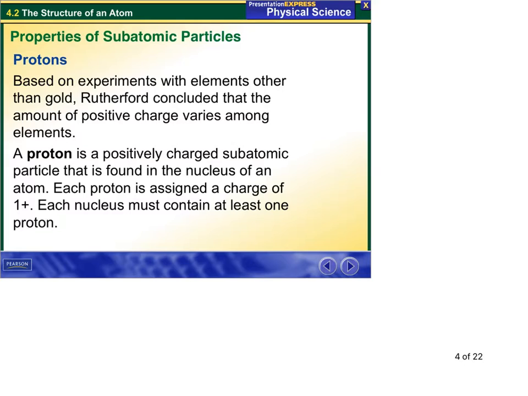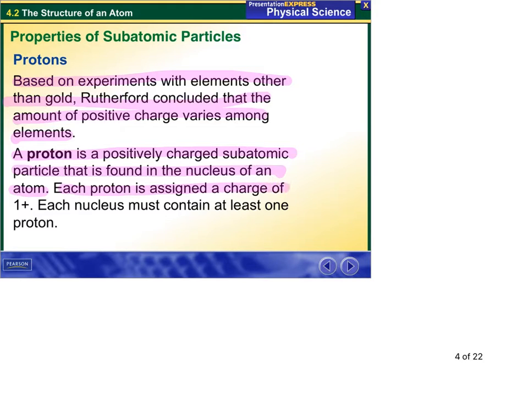Protons. Rutherford concluded that the amount of positive charge varies among elements. So in the experiments that Rutherford did, we got different positive charges. Then the proton is where this positive charge is coming from. Positive charge subatomic particle found in the nucleus.